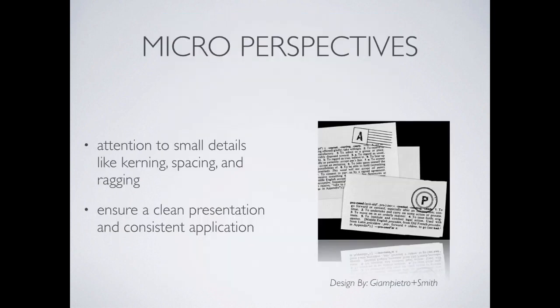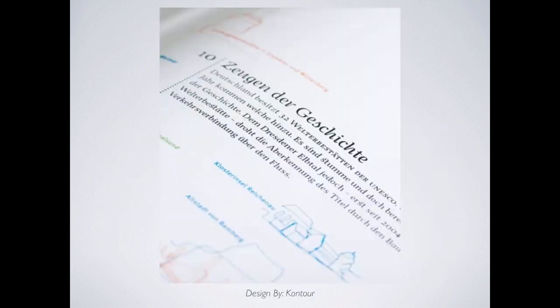Micro perspectives are the small details, the kerning, the spacing, the ragging, and we'll talk about what those are, and I'll show you examples of what they are in just a second. That ensures the clean presentation. So you want to think about the little details in addition to the big picture stuff.